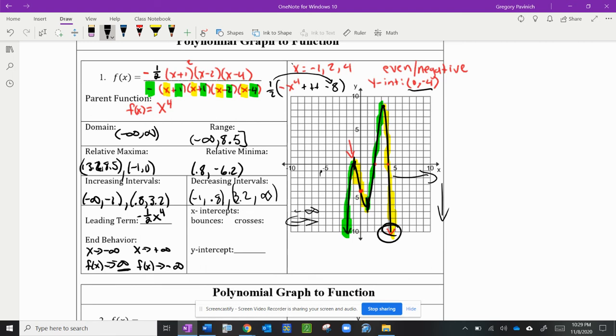What about my x-intercepts? Which one bounces? That would be negative 1, 0. Where do they cross? We decided that happened at 2, 0 and 4, 0. And my y-intercept was 0.